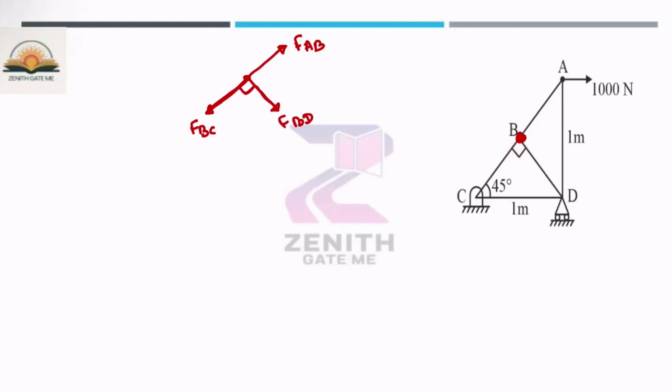Okay. Now let us suppose this is the y-axis and this is the x-axis. Now, if you write down the summation of force in the x direction equal to 0 and the summation of force in the y direction equal to 0, then from the summation of force in the x direction equal to 0, only one force, which is the internal force in the BD member, is acting. So the force in BD is equal to 0.